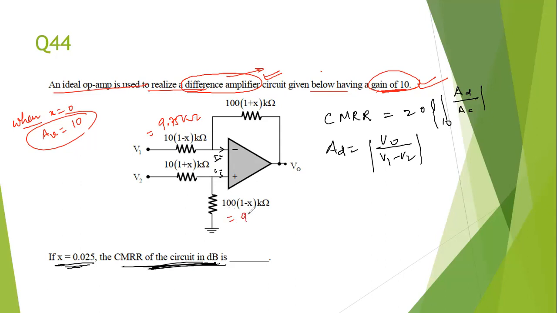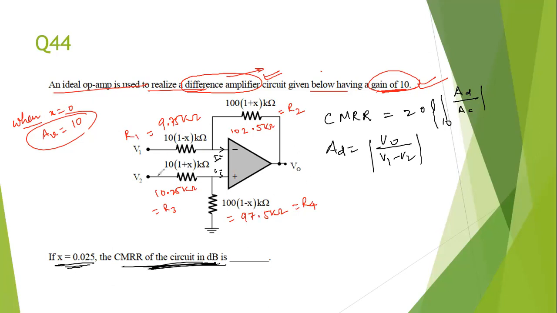This is your 97.5 kilo ohm. This is 10.25 kilo ohm. This is 102.5 kilo ohm. Let's say this is R1, this is R2, this is R3, and this is R4. Okay.